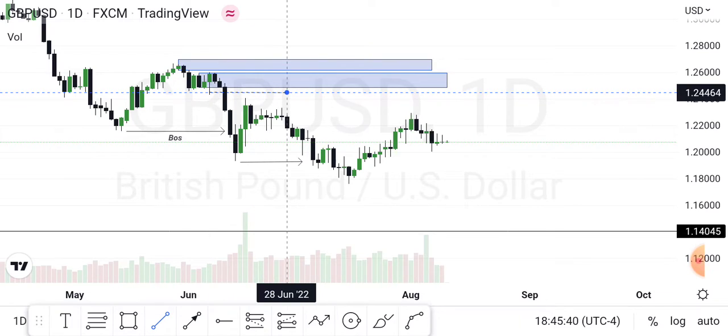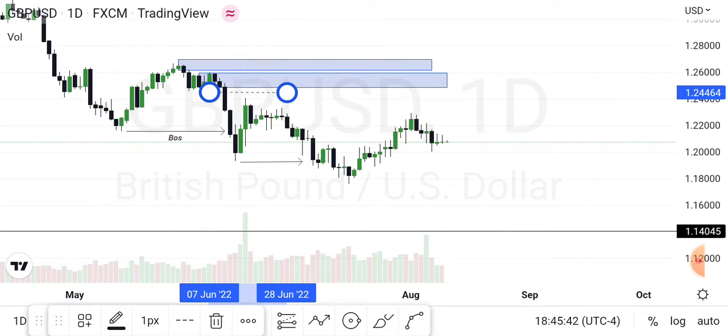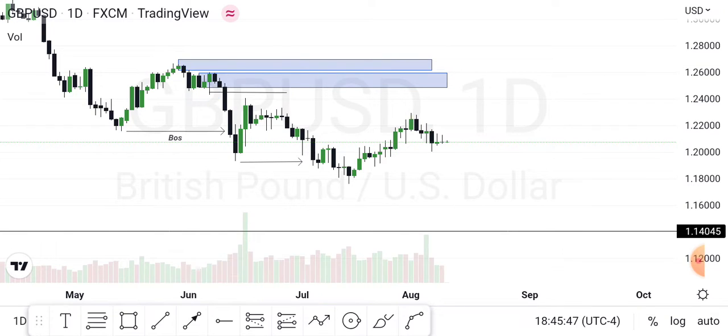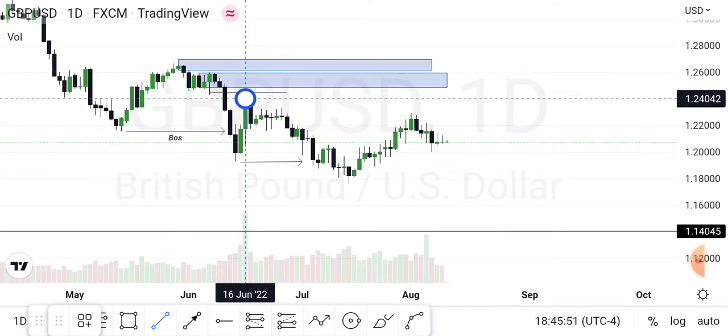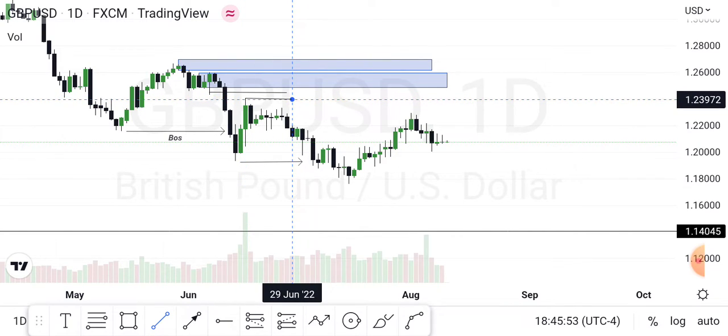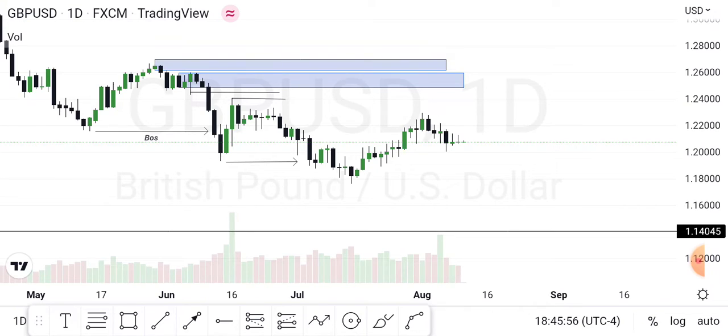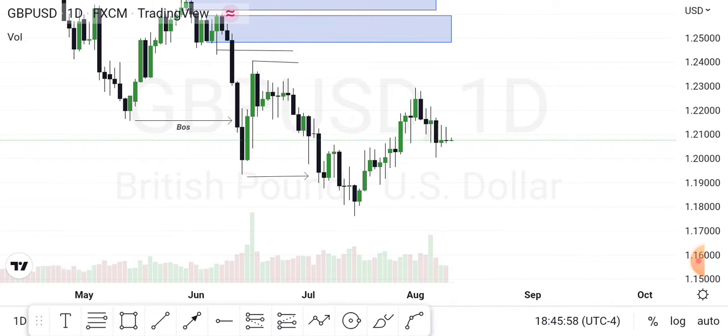We have this imbalance here. Price never filled the imbalance. The imbalance was not filled, guys. So you see now, price didn't fill the imbalance and we had the POI there. So this could be an inducement.